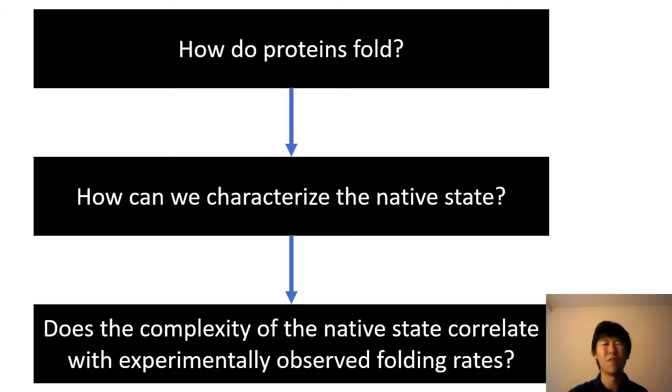Now, folding is a very complex process, and the problem of how proteins fold is very broad. This project focused on understanding the properties of the native state, specifically how its complexity is related to the folding rate. We want to find a reliable way to predict the folding rate given the 3D structure of the native state. It is hypothesized that the folding rate decreases with increasing complexity of the native state.